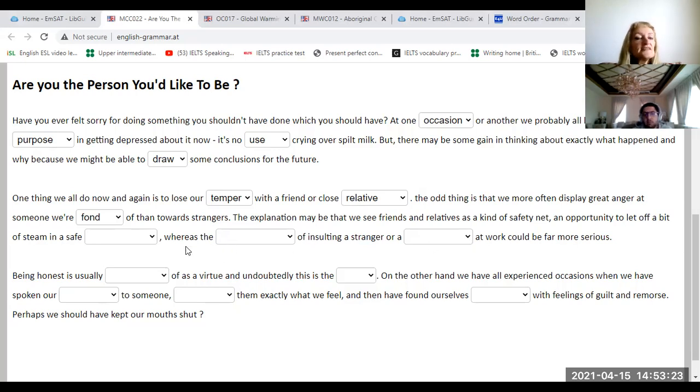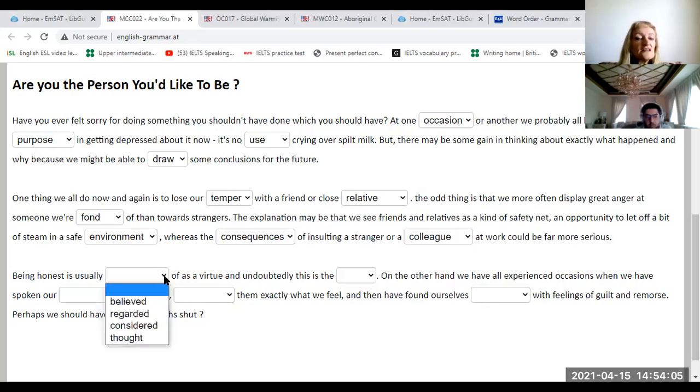And the next one. Let's open that one. So the explanation may be that we see friends and relatives as a kind of safety net, an opportunity to let off a bit of steam in a safe environment. Yes, well done. Whereas the consequences of insulting a stranger or a colleague at work could be far more serious.